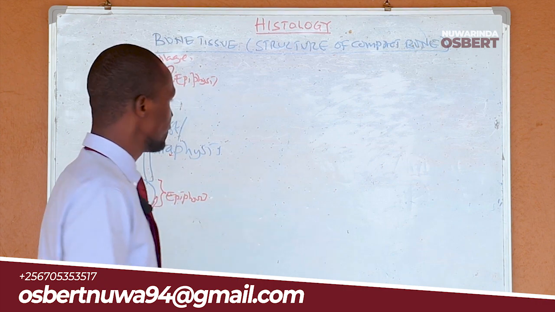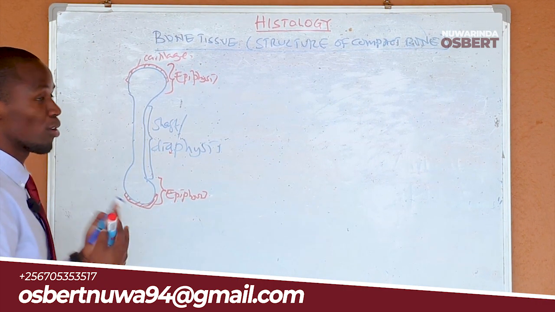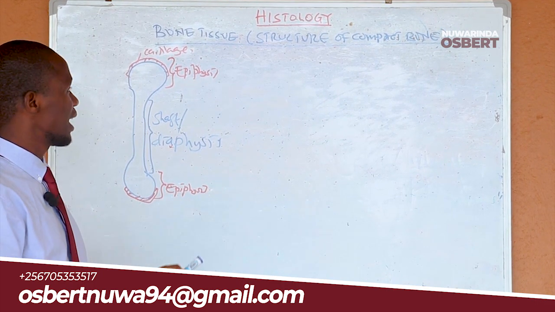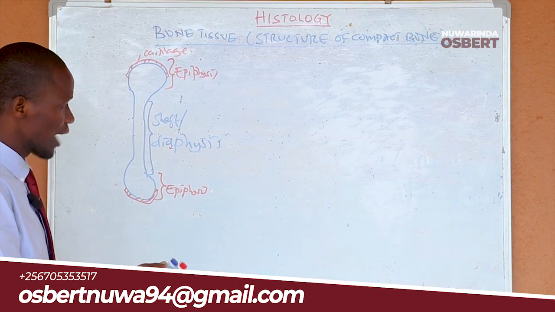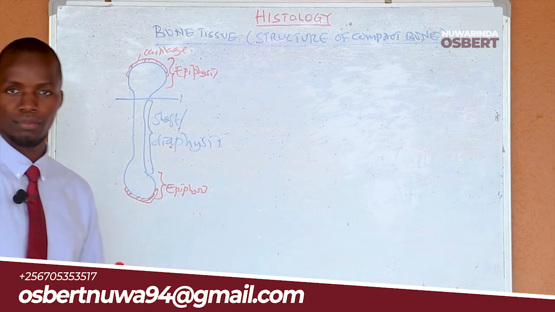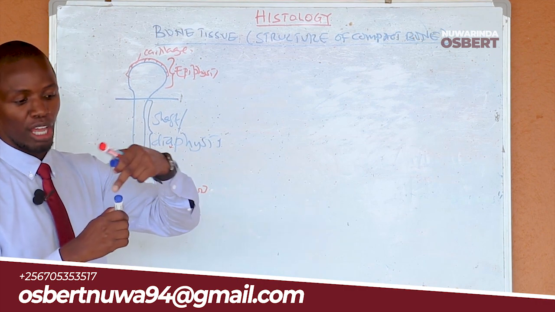Now, this is the appearance from the outside, from the external area. But now assume I go to this bone here and cut it transversely. After cutting it transversely, I look at the transverse section.